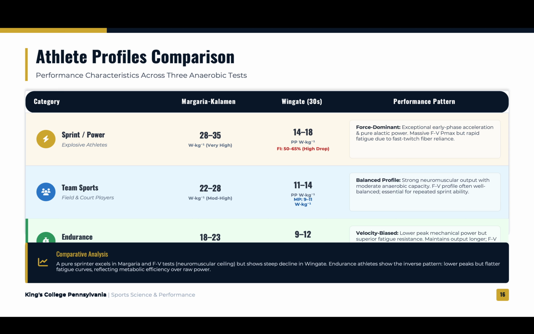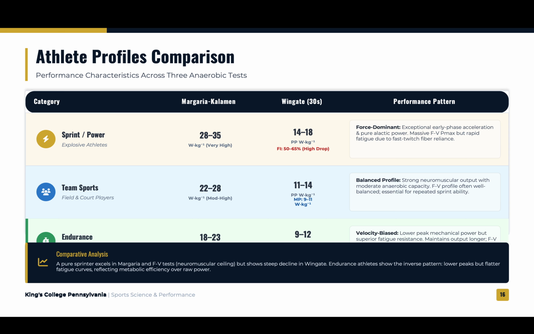The team sports performance pattern is basically a balanced profile. You have strong neuromuscular output with moderate anaerobic capacity. The force velocity profile is often balanced, essential for repeated sprint ability. And for endurance, low peak mechanical power, but superior fatigue resistance.